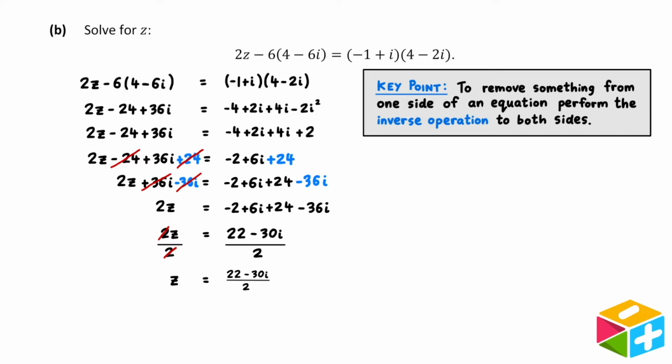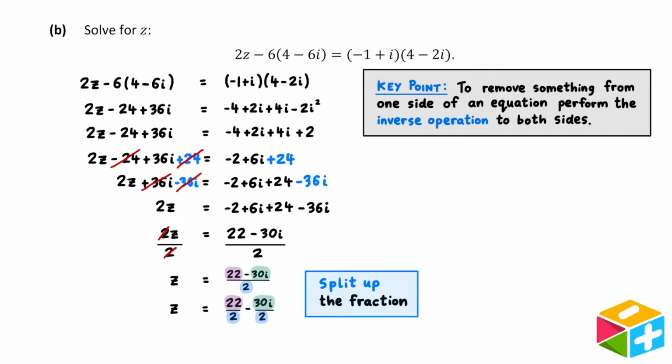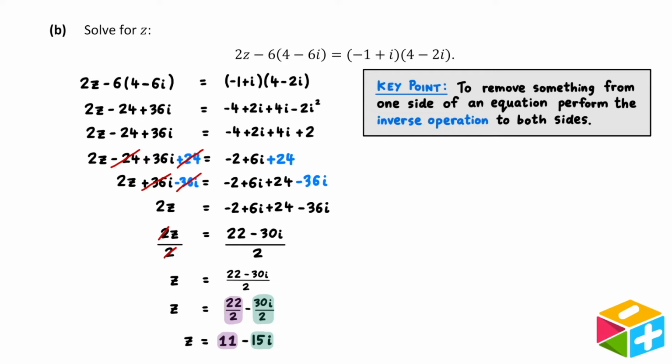We have successfully isolated z on the left-hand side of the equation. All that remains is to simplify the expression on the right-hand side. Our final answer is that z is equal to 11 minus 15i.